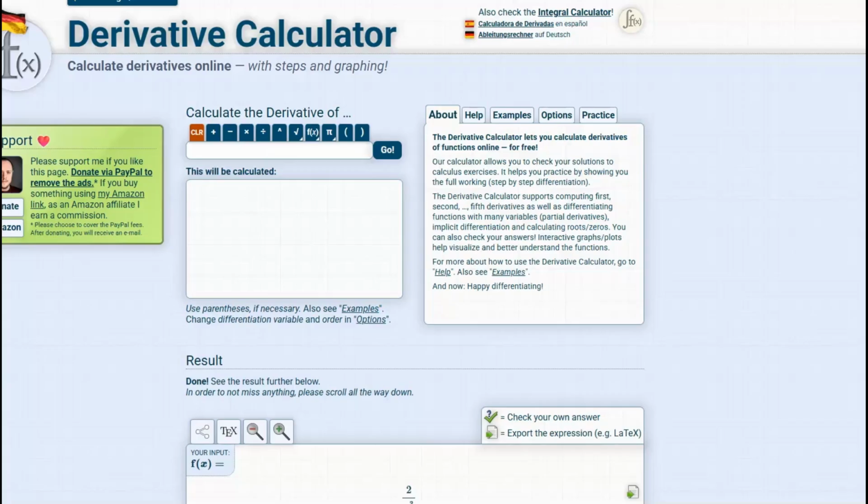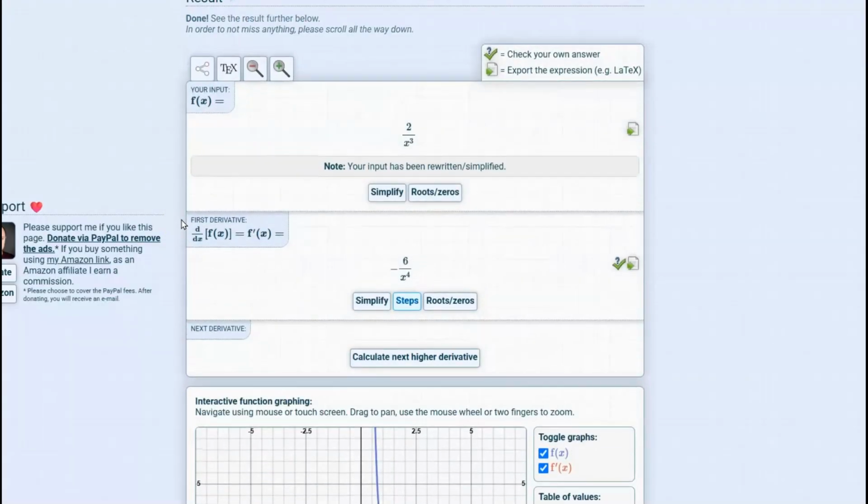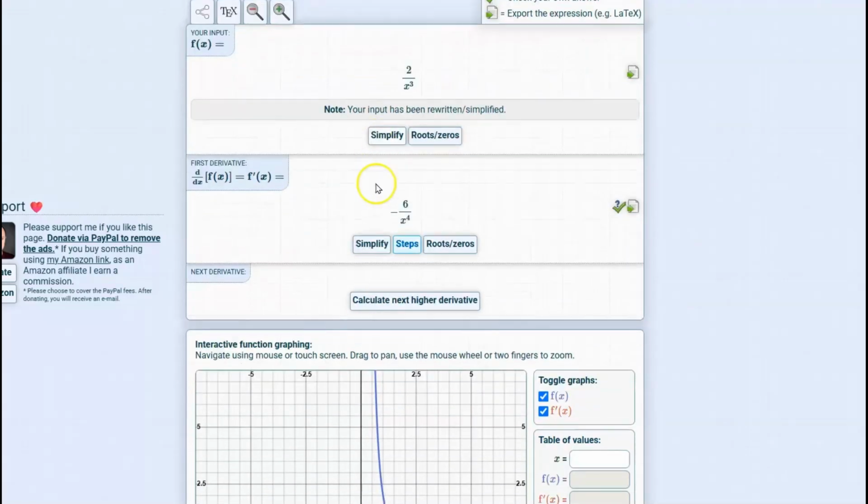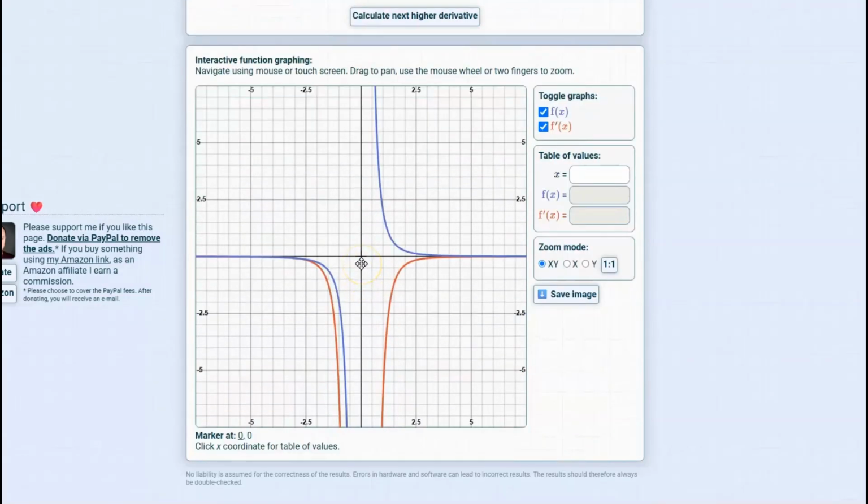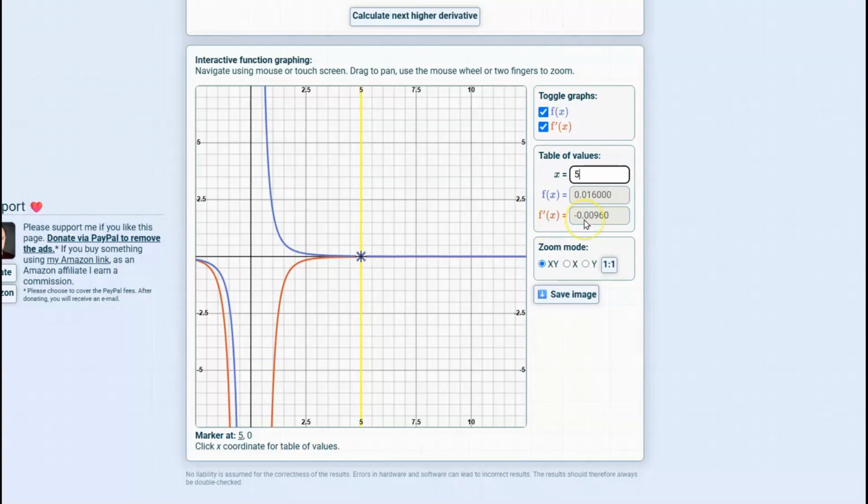Let's go to the website. Okay, here we are at the website. We enter our equation, so our d over dx is equal to 2x raised to the negative 3rd power. So it's something that looks like that. Hit go. So first it simplified my input, and it gave us the same answer we had earlier, negative 6 over x to the fourth. It gave us some nice graphs, where the blue line is the function and the red line is the derivative. If I let x equal 5 like we did earlier, the derivative f prime of x is negative 0.00960. It's the same answer we got earlier.